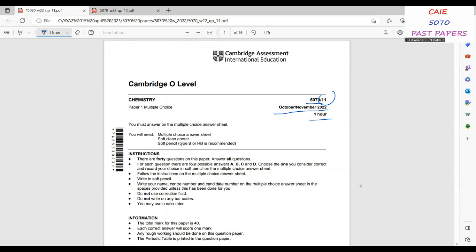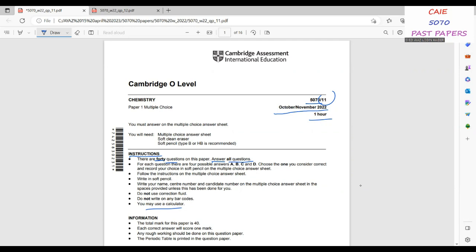I'm not going to read the instructions. As you all know, there are 40 questions on this paper. You have to answer all the questions. For this purpose, you are provided with the grid sheets. You have to use soft pencils. You have to follow the instructions. Write with soft pencils. You are allowed to use a calculator.